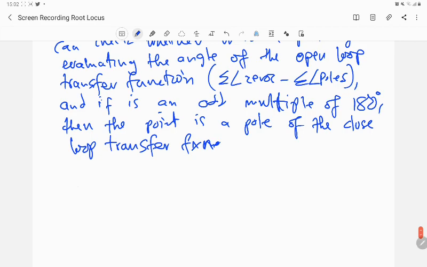And if we discover that it's a pole, then we can find our gain, that is the value of K, which is given by K equals 1 over the magnitude of G of S times the magnitude of H of S, which we have discussed earlier.